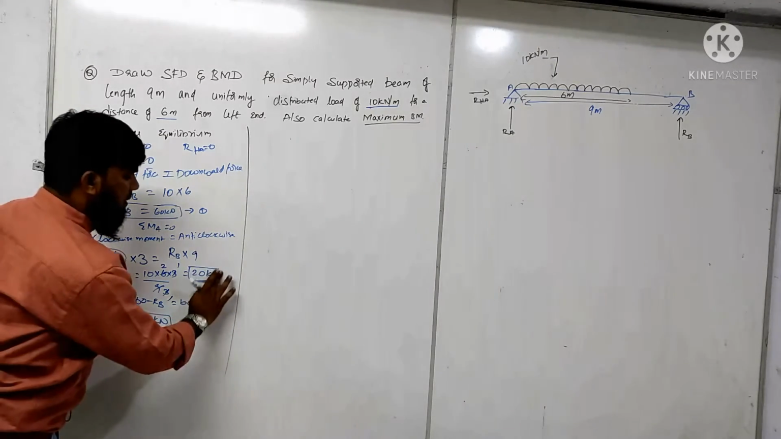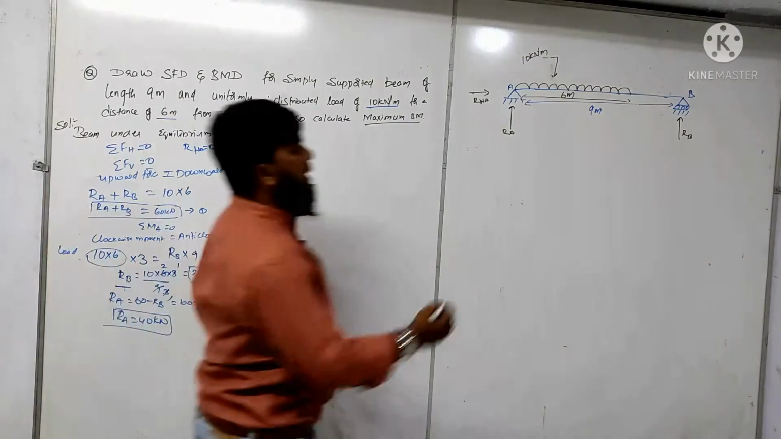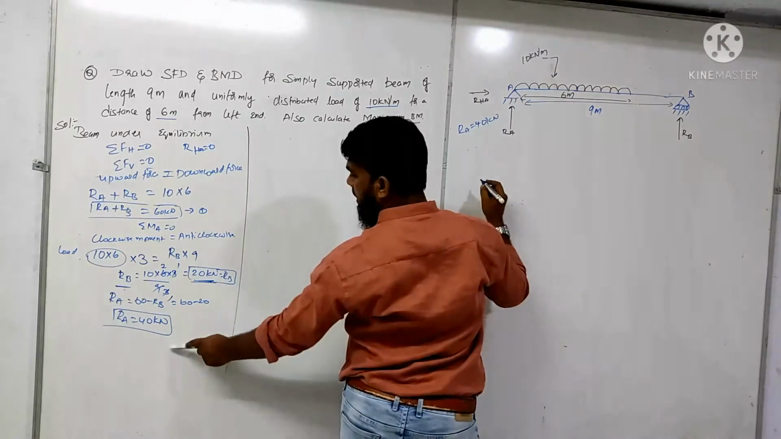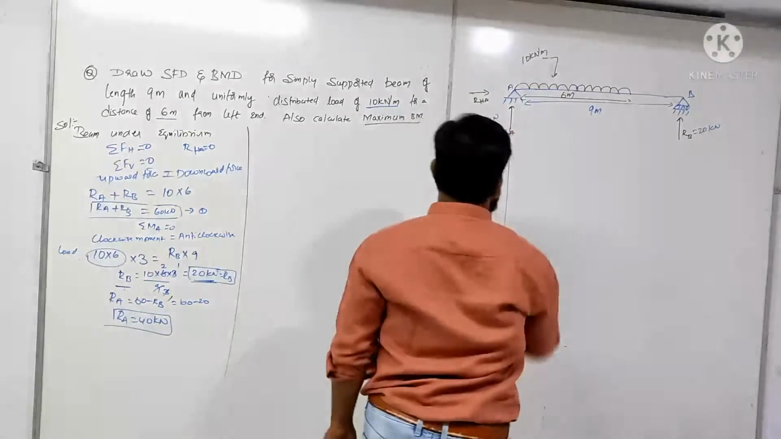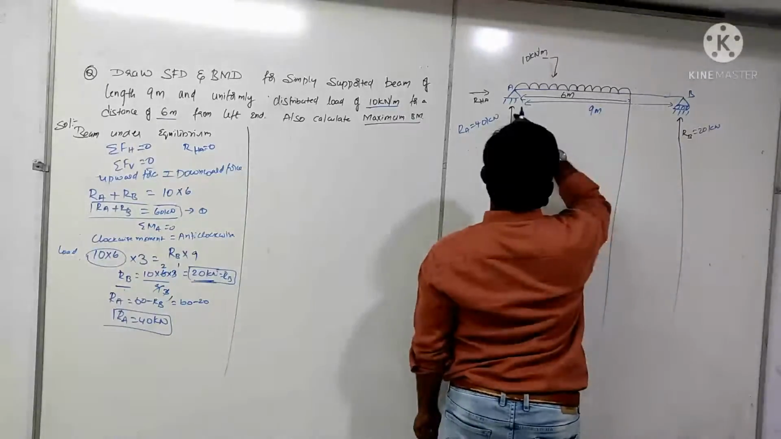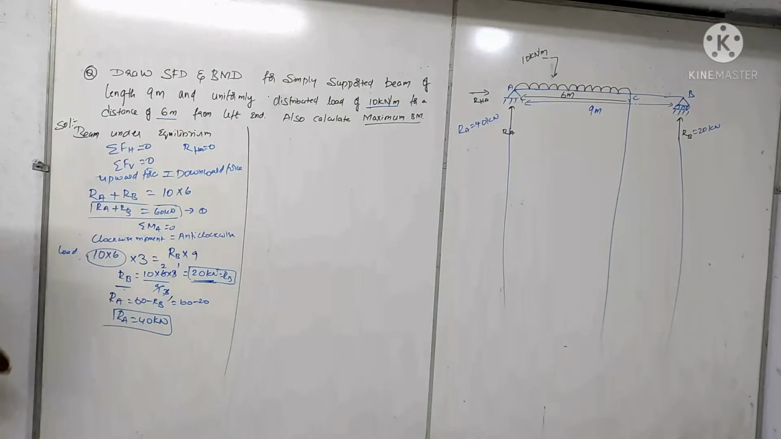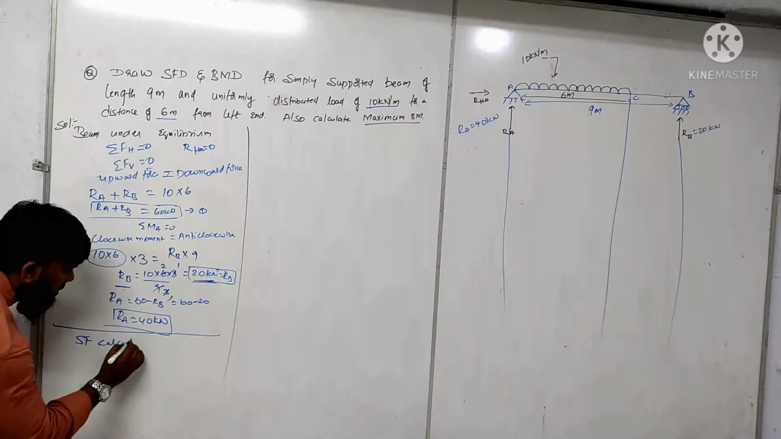Or you can write it here, so that for understanding purpose it will be easy. So I will replace this value here. RA is equal to 40 kilonewton, right? Yes. RB is equal to 20. So for drawing the shear force diagram, I will extend the lines. So this is A point, this is B point, this is your C point. Done? Now, first, for the calculation purpose, I will take the shear force calculation, SF calculations.